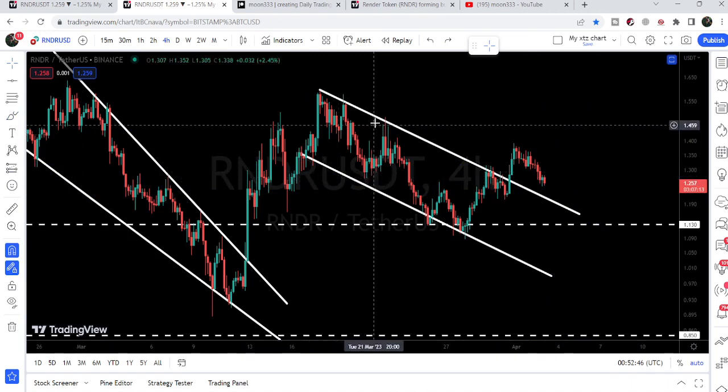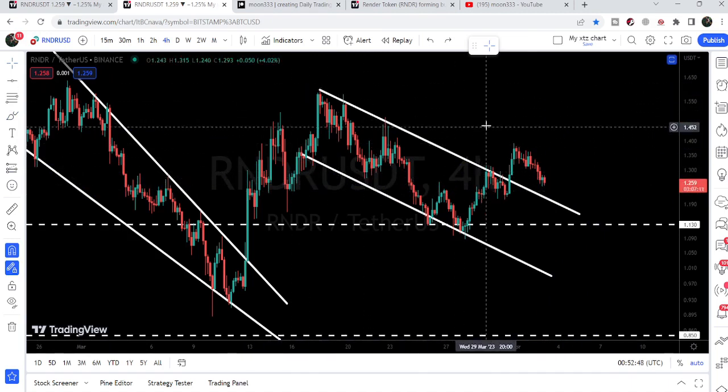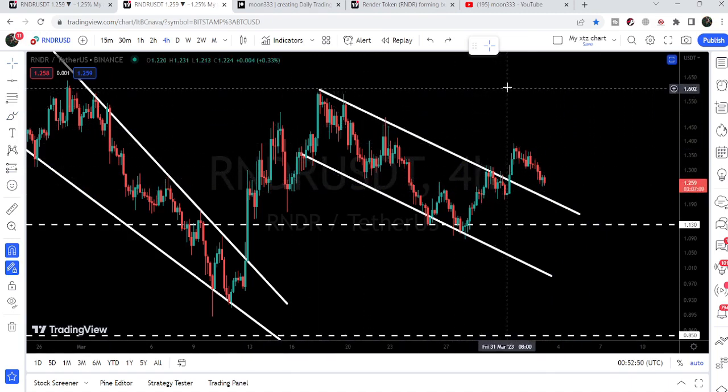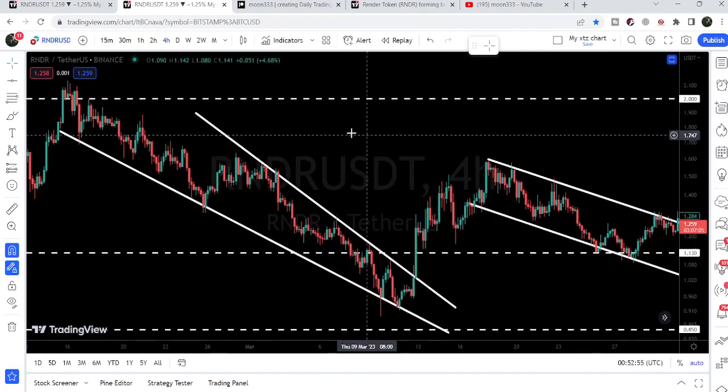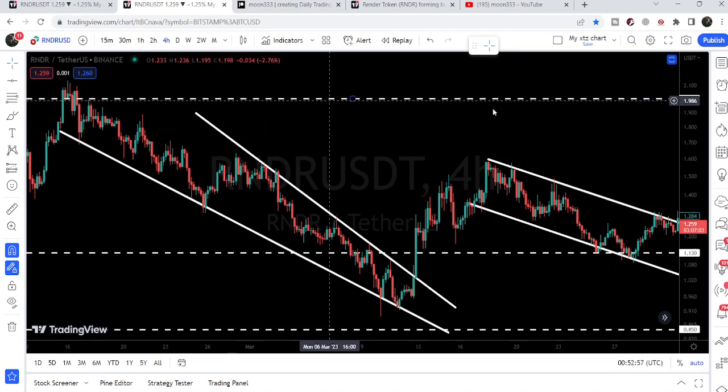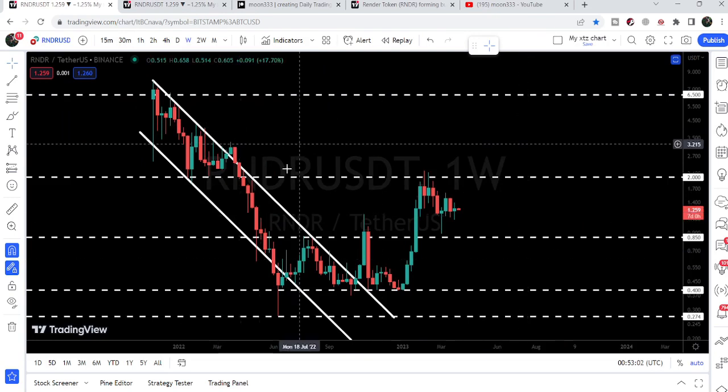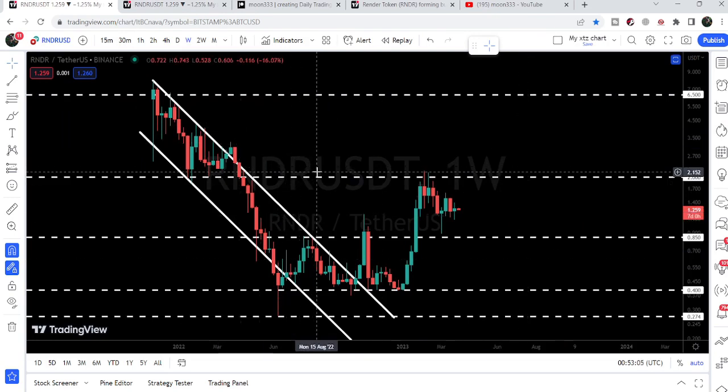Now if we take a look at the target for this breakout from this down channel, that is here at the top of the channel, approximately at $1.60, and the target for this falling wedge pattern is here at the top of the wedge, where we have a very long-term resistance as well, that is at $2, and the final target for this huge breakout from this down channel, and that move is, by the way, still due.